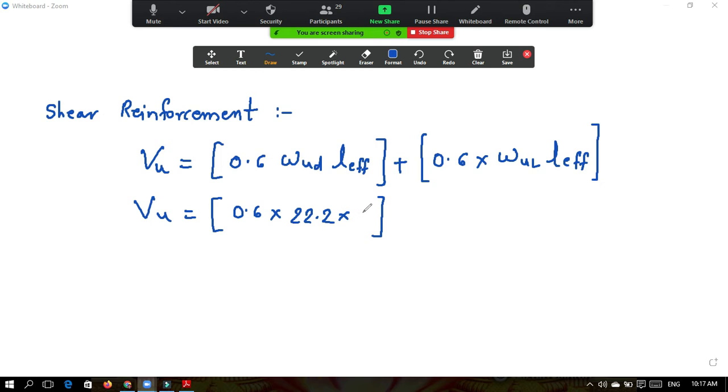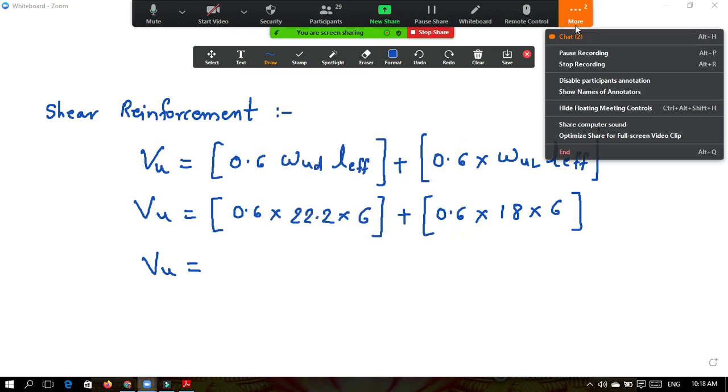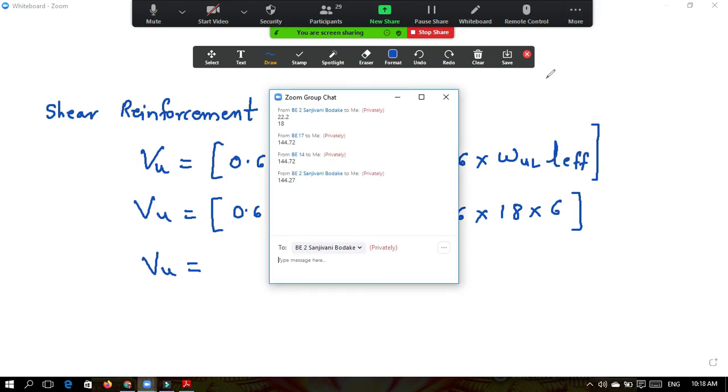6. Okay, so 22.2 multiplied by 6, plus 0.6 into 18 into 6. So now solve this, so we will get the maximum value of shear force. So 144.72 is the answer. Others please check it.